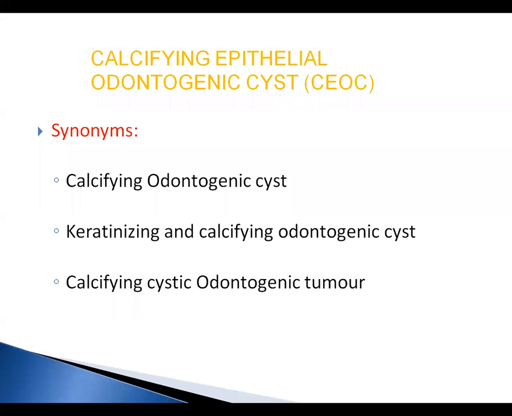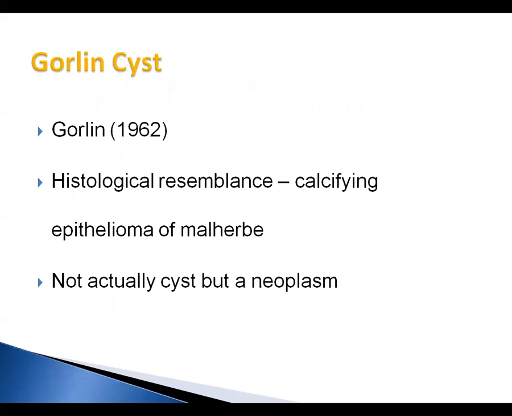Calcifying epithelial odontogenic cyst is a cystic lesion of the odontogenic cyst, which has synonyms like calcifying odontogenic cyst, keratinizing and calcifying odontogenic cyst, and calcifying cystic odontogenic tumor. Gorlin said its histological resemblance is to the calcifying epithelioma of the mouth, not actually a cyst but a neoplasm.